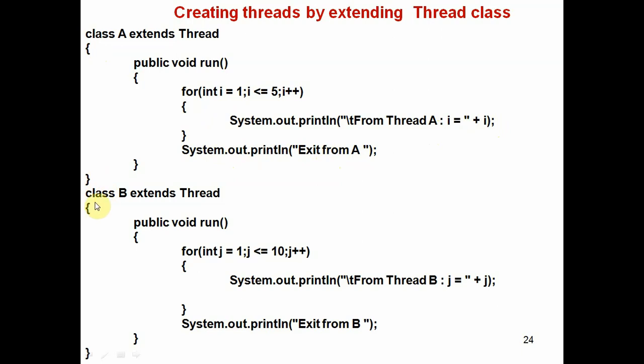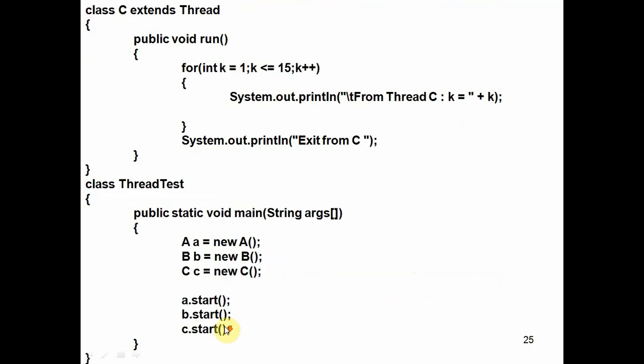Then we create another class with the name V by extending the Thread class. Within that also we need to override the run method. Here we use loop control variable j, taking the values from 1 to 10. Then we write the code from thread V to print the j value. After completion of that we print exit from V by using System.out.println.